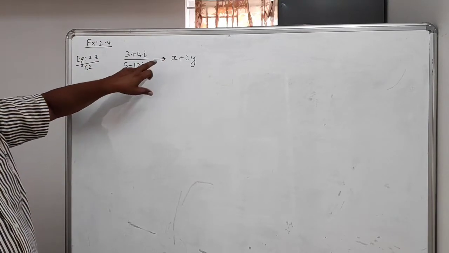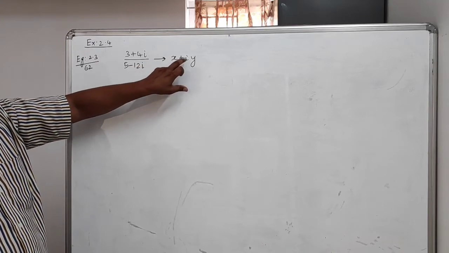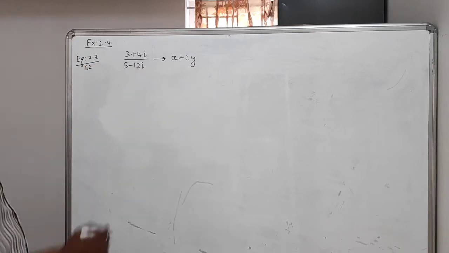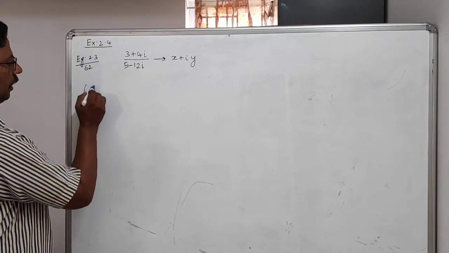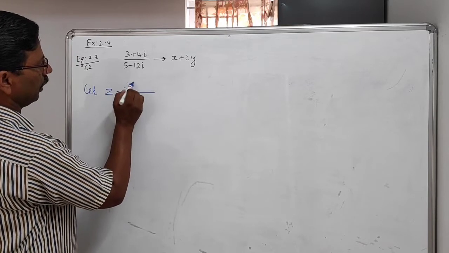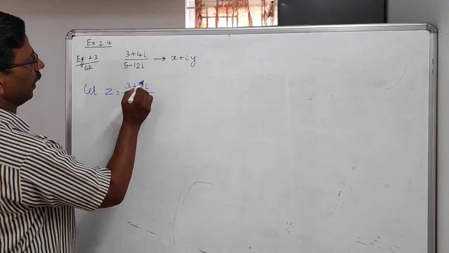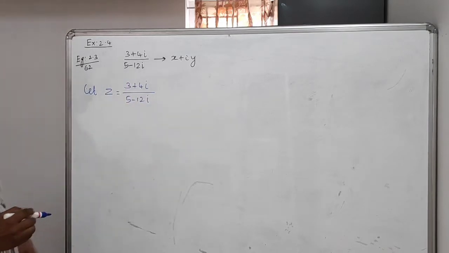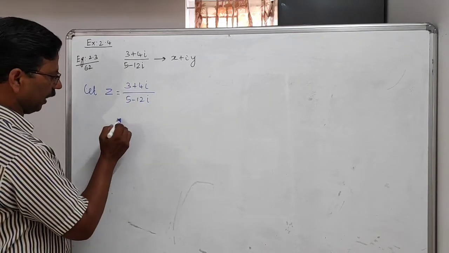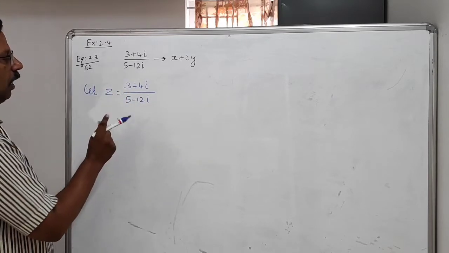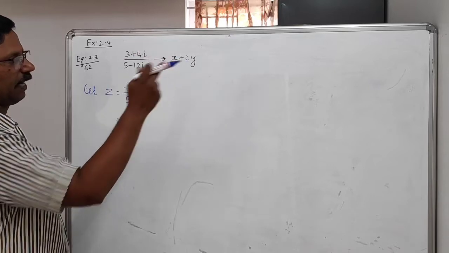Means we must have this imaginary unit only in the numerator, not in the denominator. Therefore, we can write this as let z is equal to (3 plus 4i) by (5 minus 12i). This is the given value. Now, in the denominator, we should not have this i. This is to be removed. Therefore, how do you remove? If it is 1 by i, we can use a shortcut method.